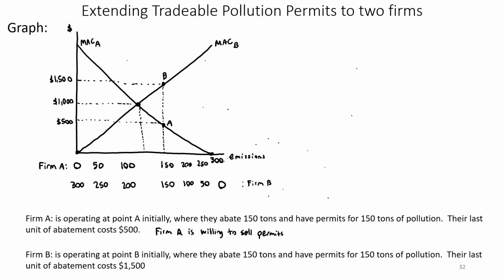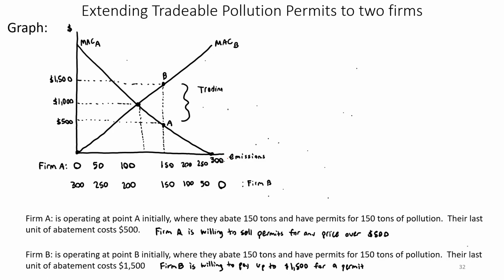In other words, firm A is willing to sell permits for any price over $500. Firm B, on the other hand, is willing to pay up to $1,500 for a permit when they are both operating at the level of permits that is given to them by the government. So as you can see here, there's going to be an opportunity for both firms to gain with some exchange, and so with that in mind, there's a trading range that exists between $500 and $1,500 here.